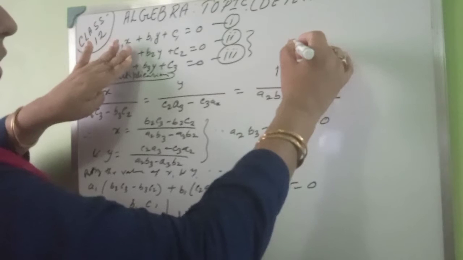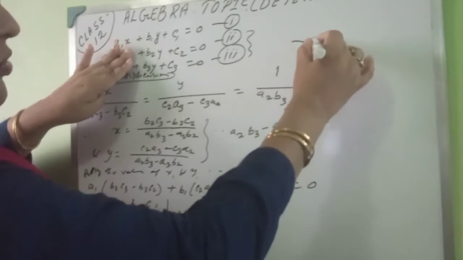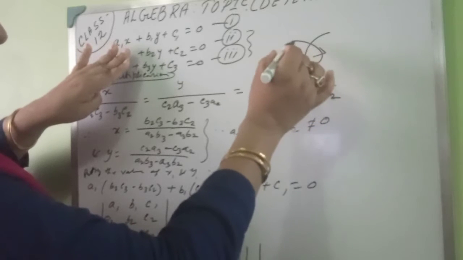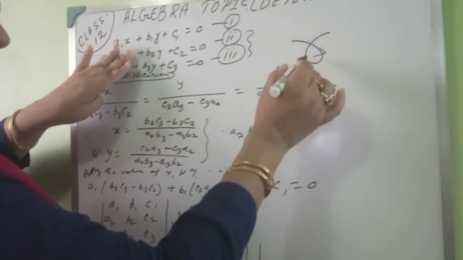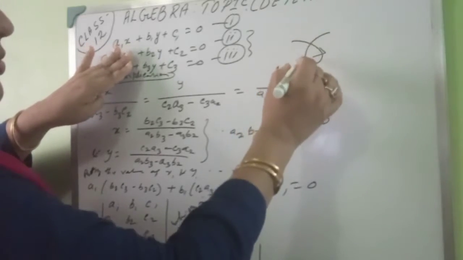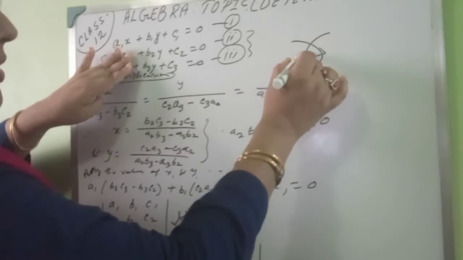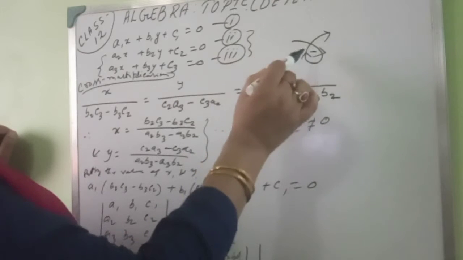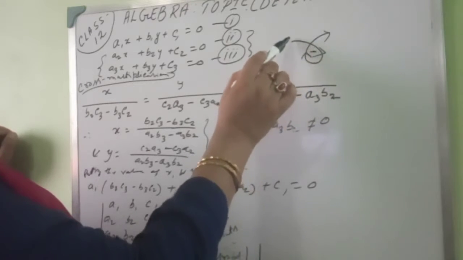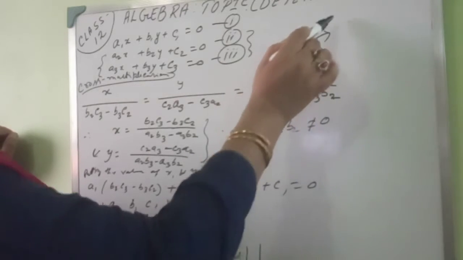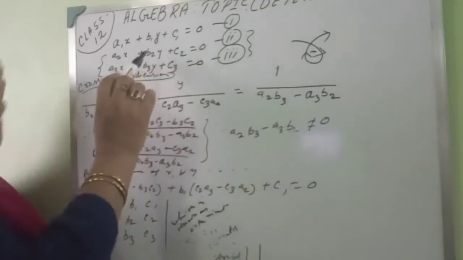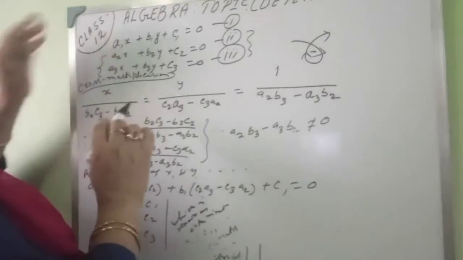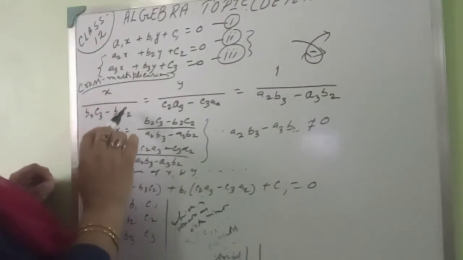This is the rule of cross multiplication. The method is this: up, down, left to right, then right to left, and the sign is up, down, down, up. Up, down means b2 into c3 minus b3 into c2. This will be the rule: b2c3 minus b3c2.